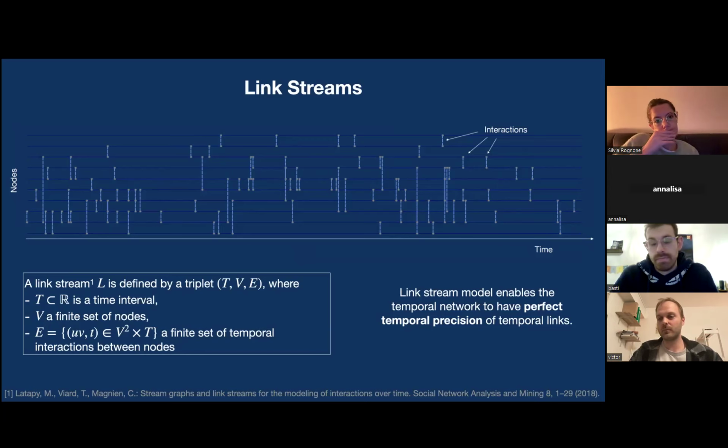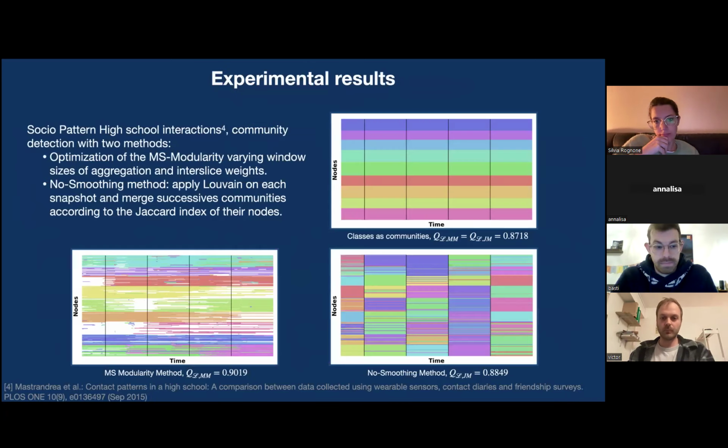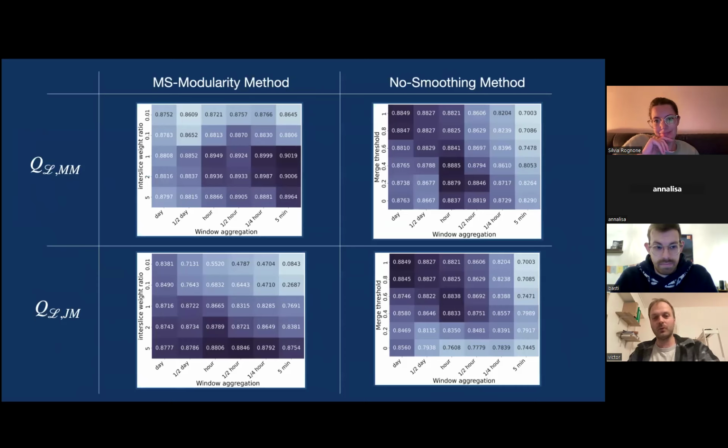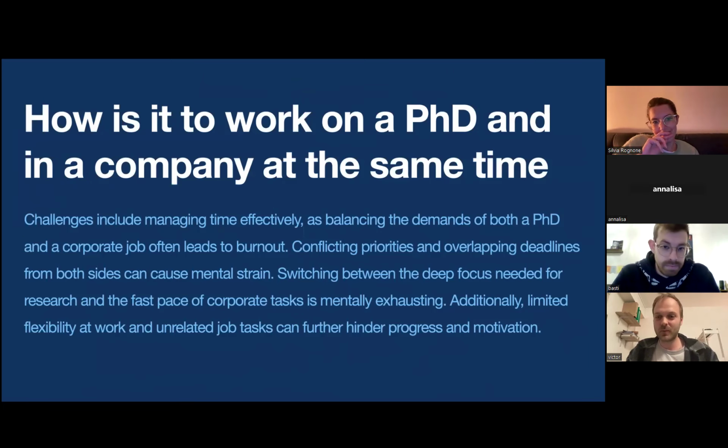So anybody else, any other question on this part? We can switch to the discussion part then. Do you have slides? Just one. Oh yeah, I forgot about this one. It was about the experimentation, when you vary the interslice weight ratio, the window aggregation, etc. But it's in the paper. Okay, so I'll just take a few notes.